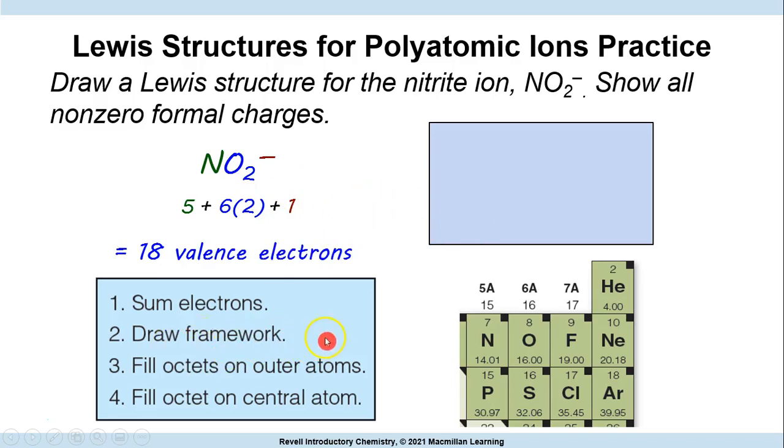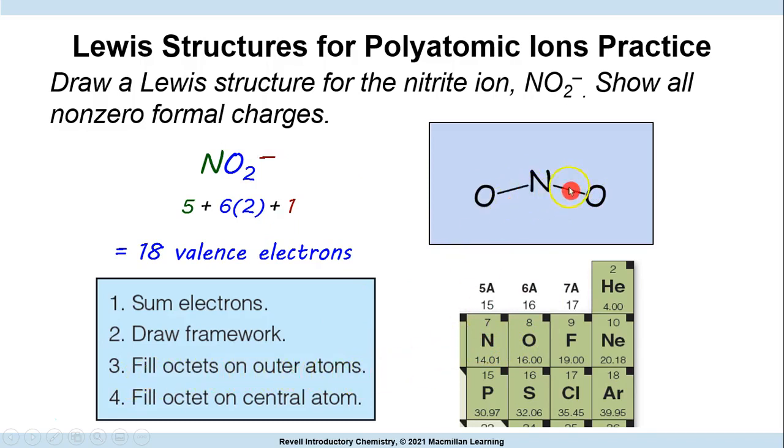Next, we draw the framework. For the framework here, the central atom is going to be nitrogen, because we have nitrogen and oxygen, and nitrogen is to the left. So the central atom is nitrogen, connected to 2 oxygen atoms. Third, we fill the octets on the outer atoms.